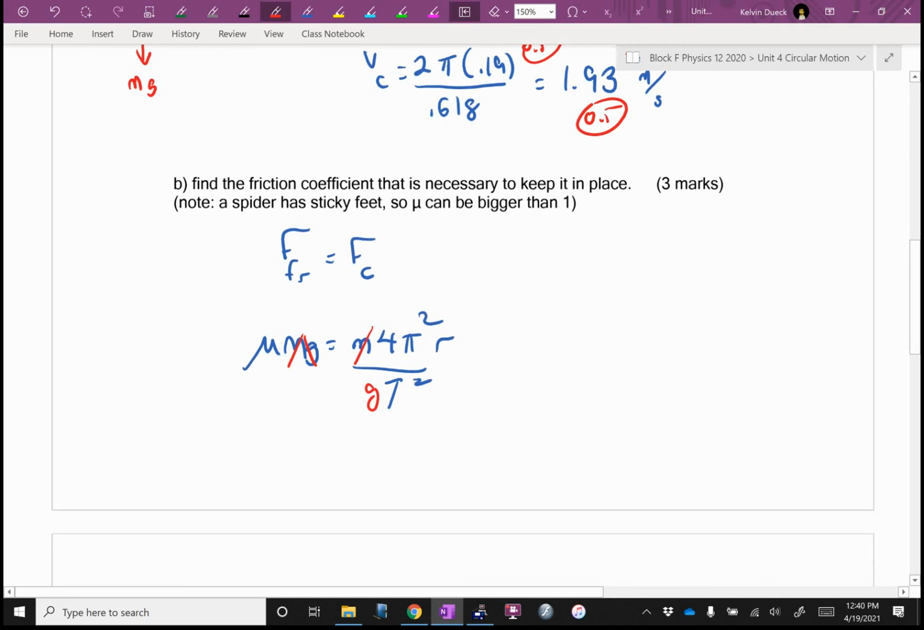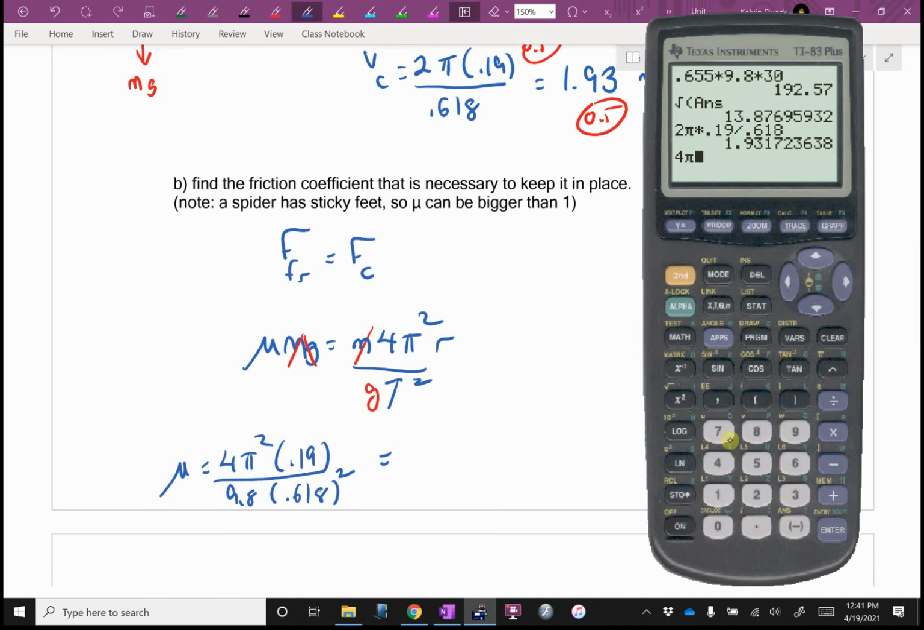And again here, as far as I'm concerned, there are 1, 2, 3, 4 variables. If I give you any 3, you can find the 4th. Mu is going to be 4 pi squared. What was r? 0.19 all over 9.8, 0.618. Don't forget the yes.